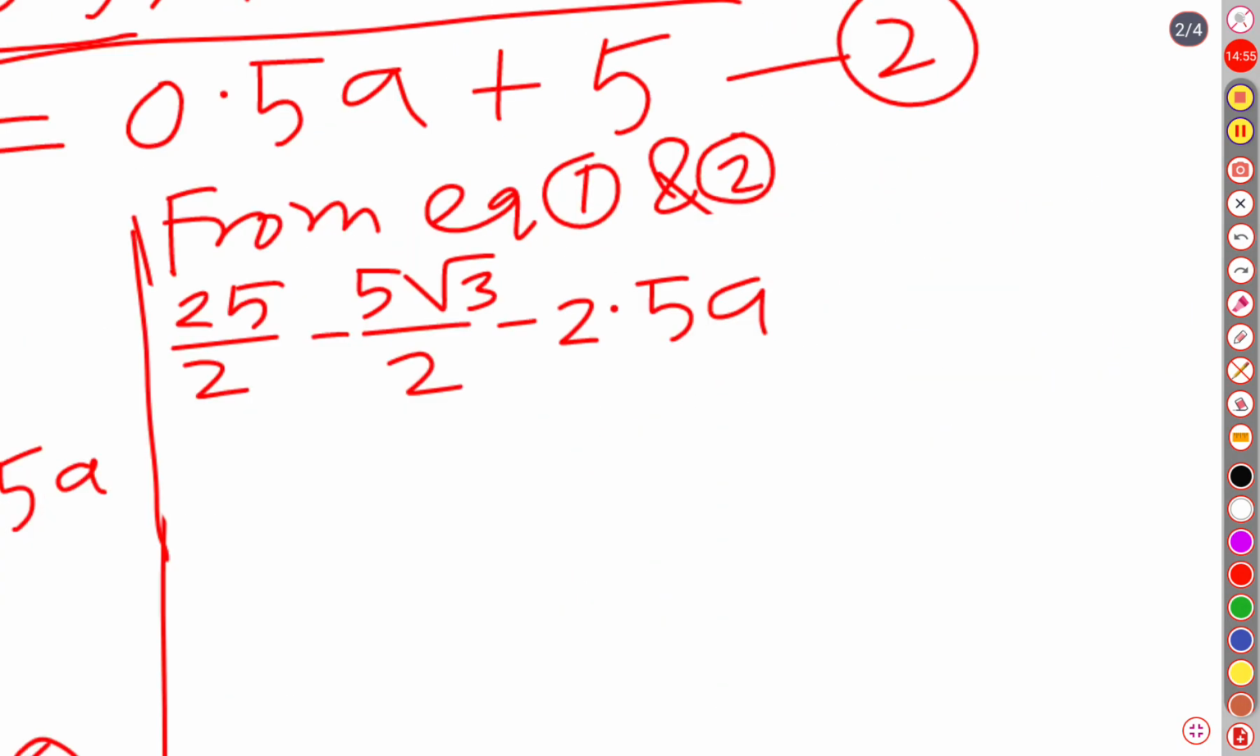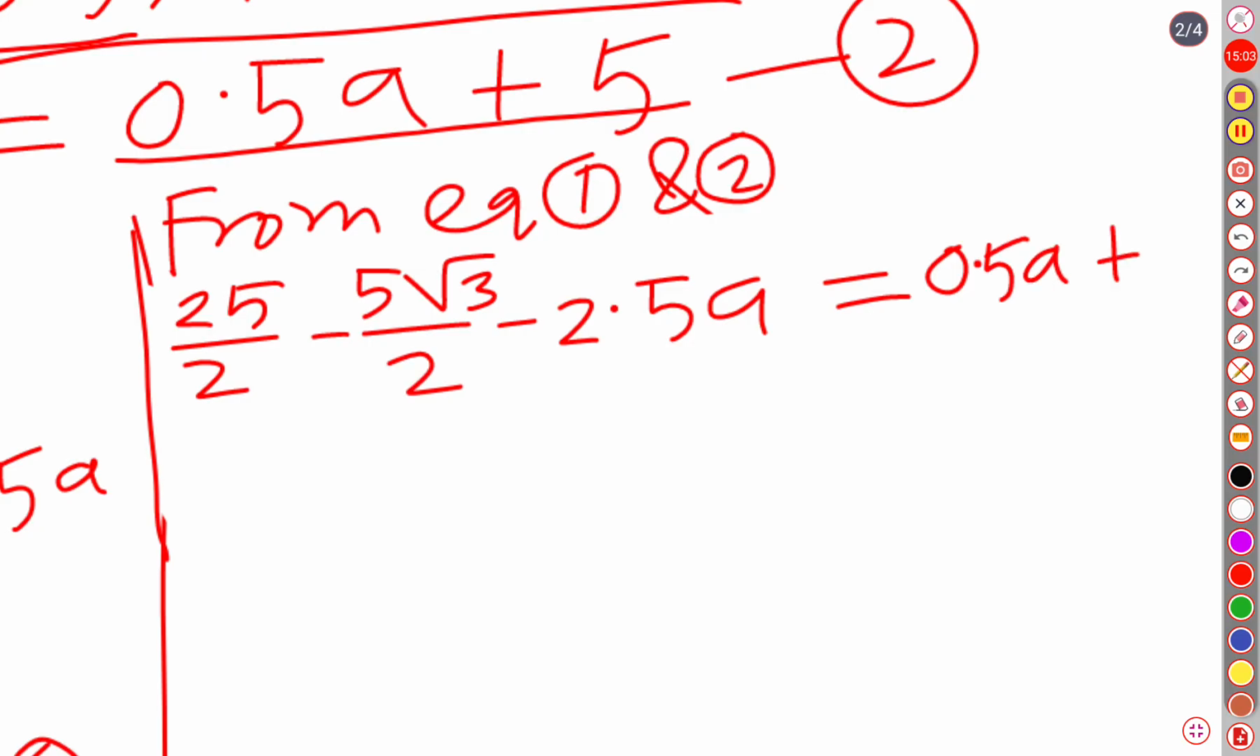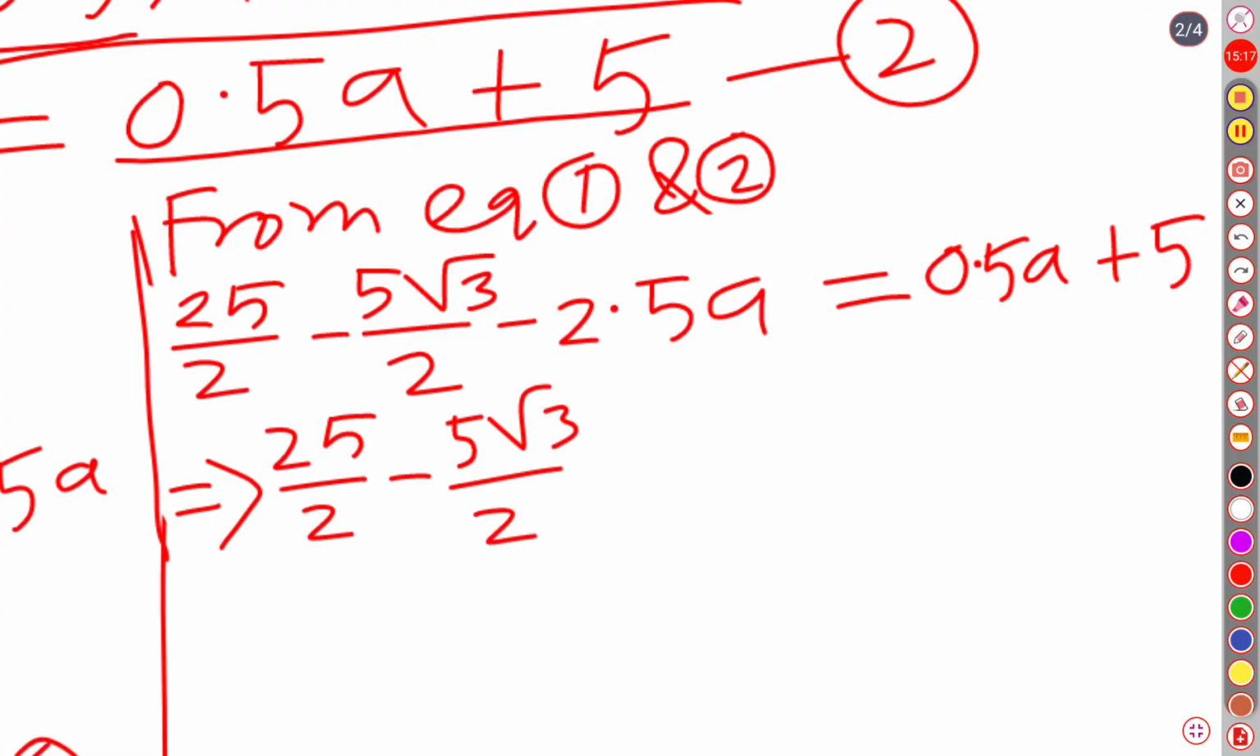the tension. The second equation is this: 0.5a plus 5. Well, then if we simplify this, it is going to be 25 over 2 minus 5 root 3 over 2 minus 5 is equal to 0.5a plus 2.5a. It's actually 3a.